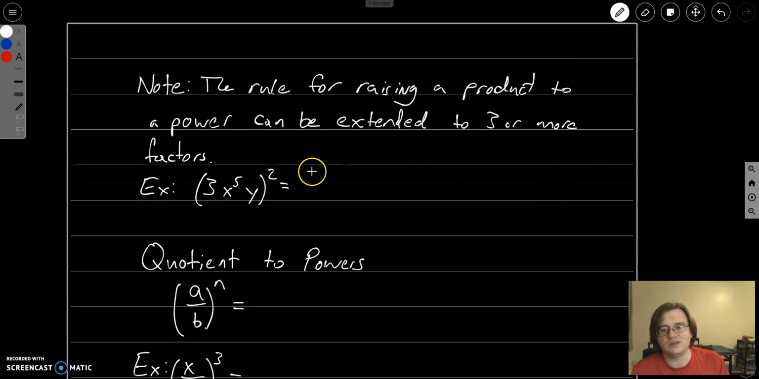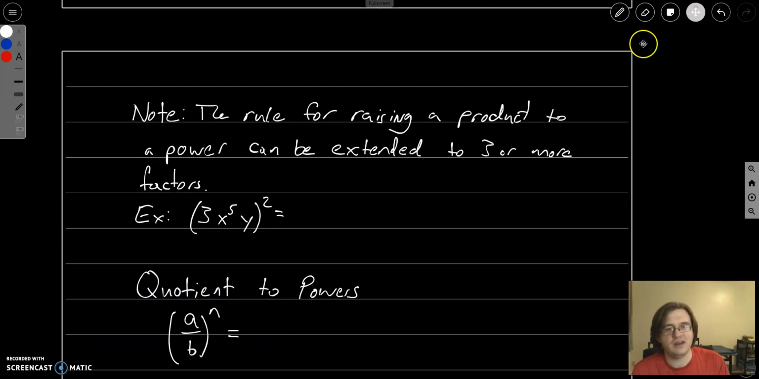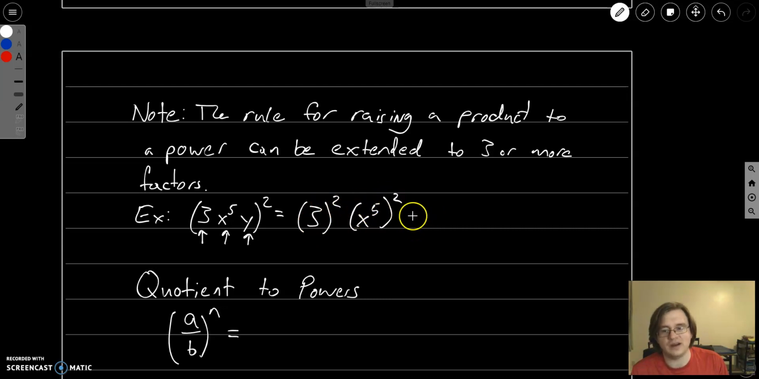The one thing to notice is that you can extend this a lot further than just a product of 2 things. So for example, here I had just a times b to the nth power. So I only took 2 things and multiplied them together before raising it to a power. Here in this example, I've got 3 things. I've got 3 times x to the 5th times y, and all of that squared. Well, this works in exactly the same way. This is just going to be 3 squared, x to the 5th squared times y squared. And simplifying each of these, 3 squared is 9. X to the 5th power to the 2nd power, again, exponent to exponent, we multiply, so that's x to the 10th power, and y squared.